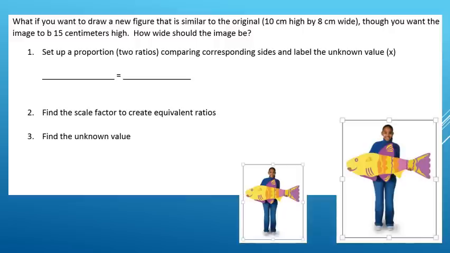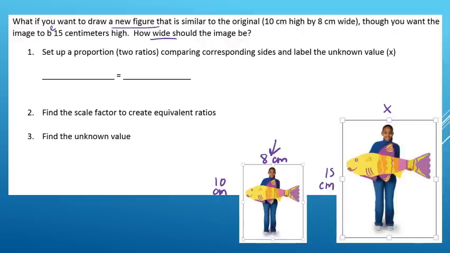So let's look at a problem in which setting up a proportion or two equivalent ratios could help you think through what the answer should be. So let's say you want to draw a new figure that's similar to the original, which is right here. The original again was 10 centimeters high and 8 centimeters wide. But now you want the image to be 15 centimeters high. And now you want to know how wide should the image be. So you can kind of imagine that width as our x.